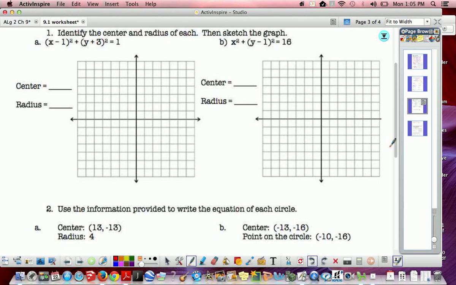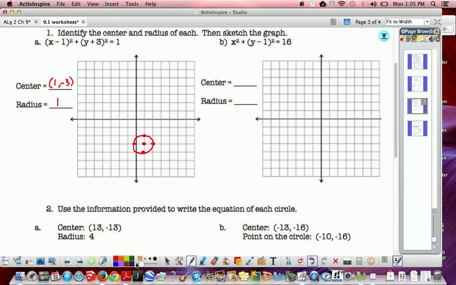So on the first one, for my center, we do the opposites. So 1, -3, and my radius is 1. So my center is at (1, -3). I go up 1, down 1, to the right 1, to the left 1 from the center, and then I can connect those points and draw my circle.